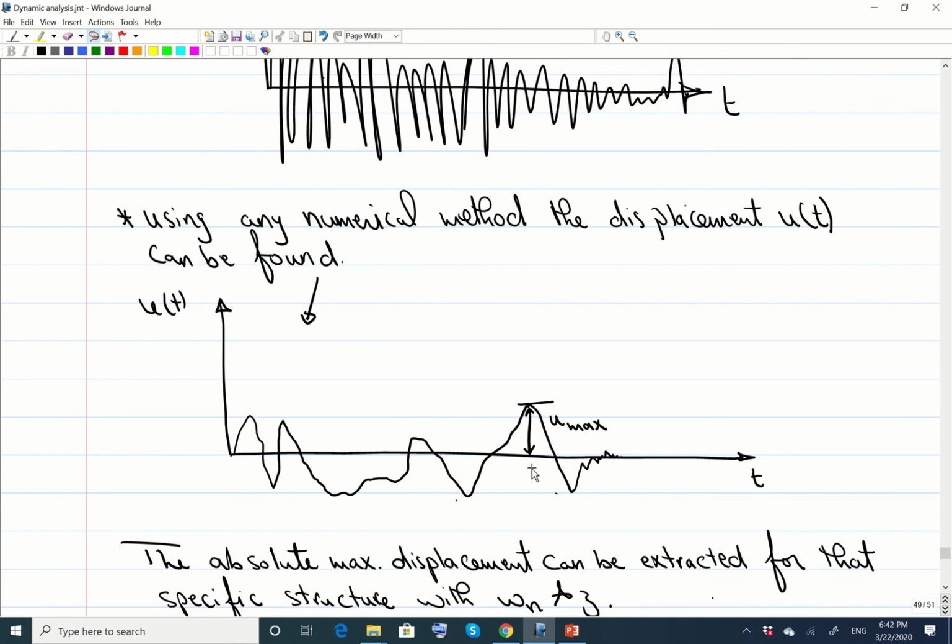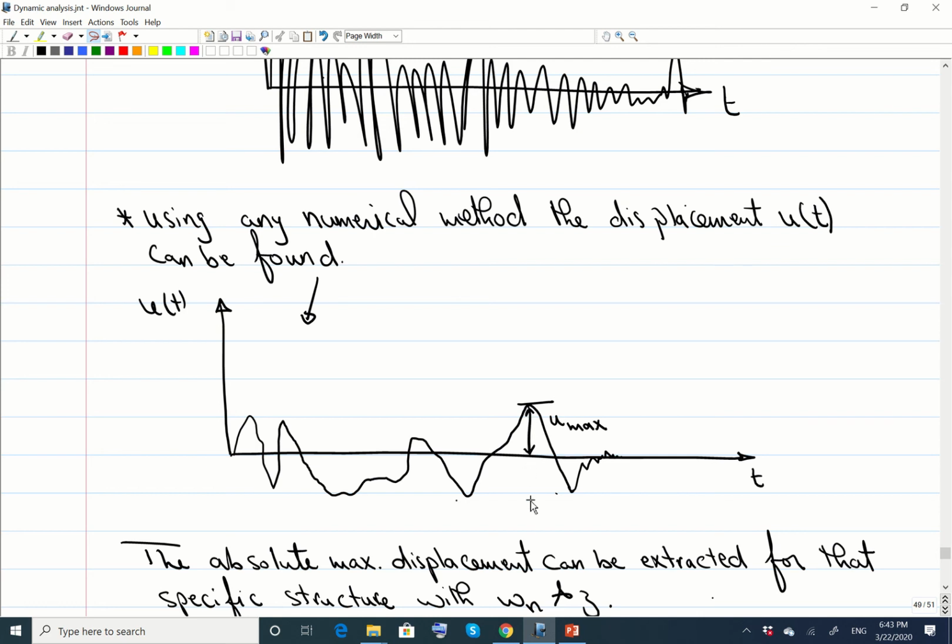I care about the maximum displacement because the maximum displacement means the maximum internal forces. Once I know the maximum displacement, I can find the maximum internal forces in the columns and the floor of the frame, and I should design my building to resist those maximum internal forces based on this U maximum. When I design the building to resist this U maximum, it definitely will resist all other smaller displacements. So this U maximum is the absolute value.